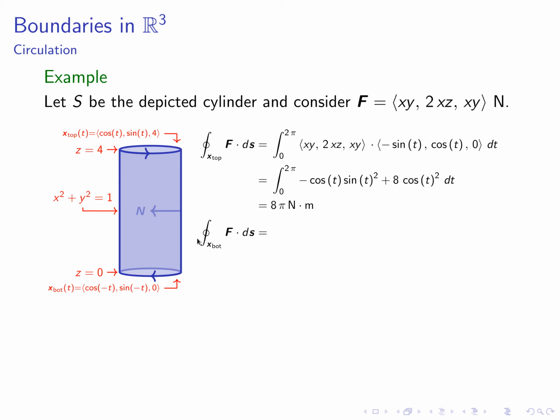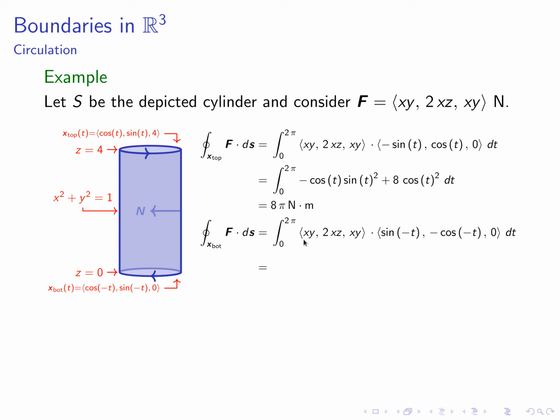What about the work done by this vector field on the bottom part of this surface? Well, now we're taking a line integral of the same vector field, but the parametrization is different. So we're still parametrized over t between 0 and 2 pi, but now the velocity vector should be the derivative of cosine of negative t, which is sine of negative t, the derivative of sine of negative t, which is negative cosine of negative t, and the derivative of 0 is, of course, equal to 0.